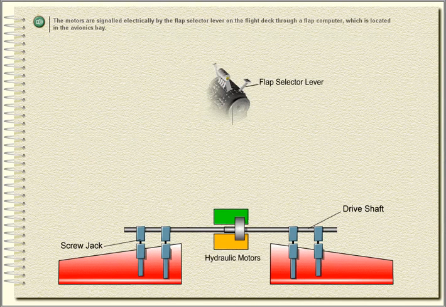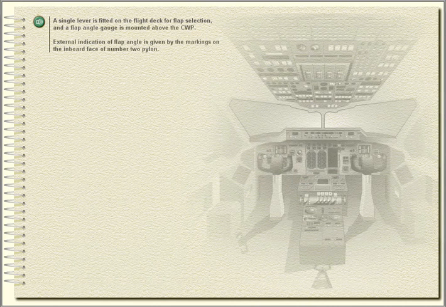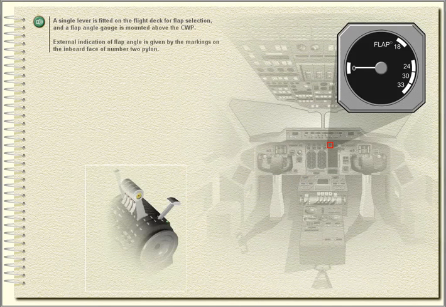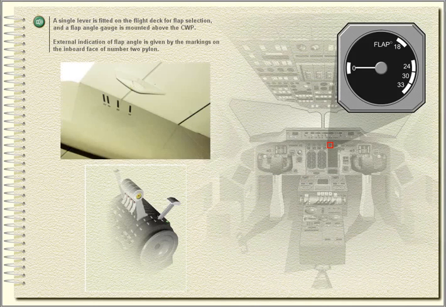The motors are signalled electrically by the flap selector lever on the flight deck through a flap computer, which is located in the avionics bay. A single lever is fitted on the flight deck for flap selection, and a flap angle gauge is mounted above the central warning panel. External indication of flap angle is given by the markings on the inboard face of number 2 pylon.